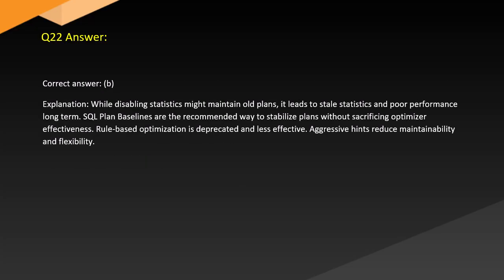Answer. Correct answer, B. Explanation. While disabling statistics might maintain old plans, it leads to stale statistics and poor performance long term. SQL plan baselines are the recommended way to stabilize plans without sacrificing optimizer effectiveness. Rule-based optimization is deprecated and less effective. Aggressive hints reduce maintainability and flexibility.